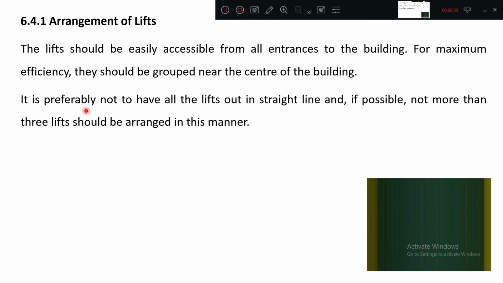It is preferable not to have all the lifts in a straight line. It's not good practice. If possible, not more than 3 lifts should be arranged in this manner. Means what? If you have 4 lifts in a big building, put 2 on the left and 2 on the right, such that every person can utilize them. One continuous lift arrangement is not a good practice. It should not be in a straight line.